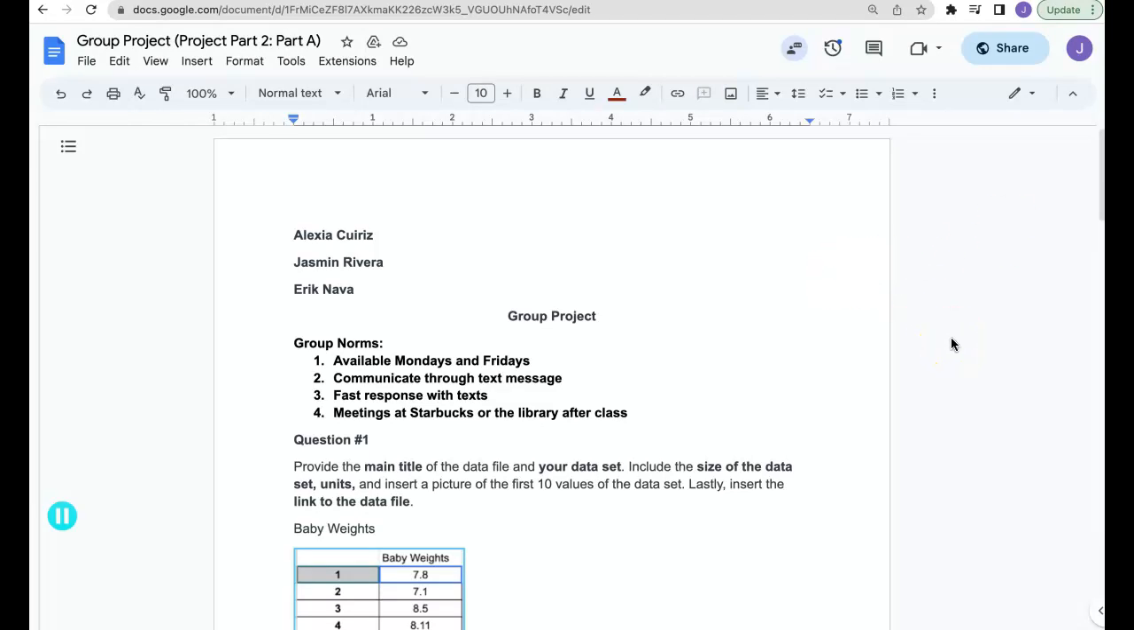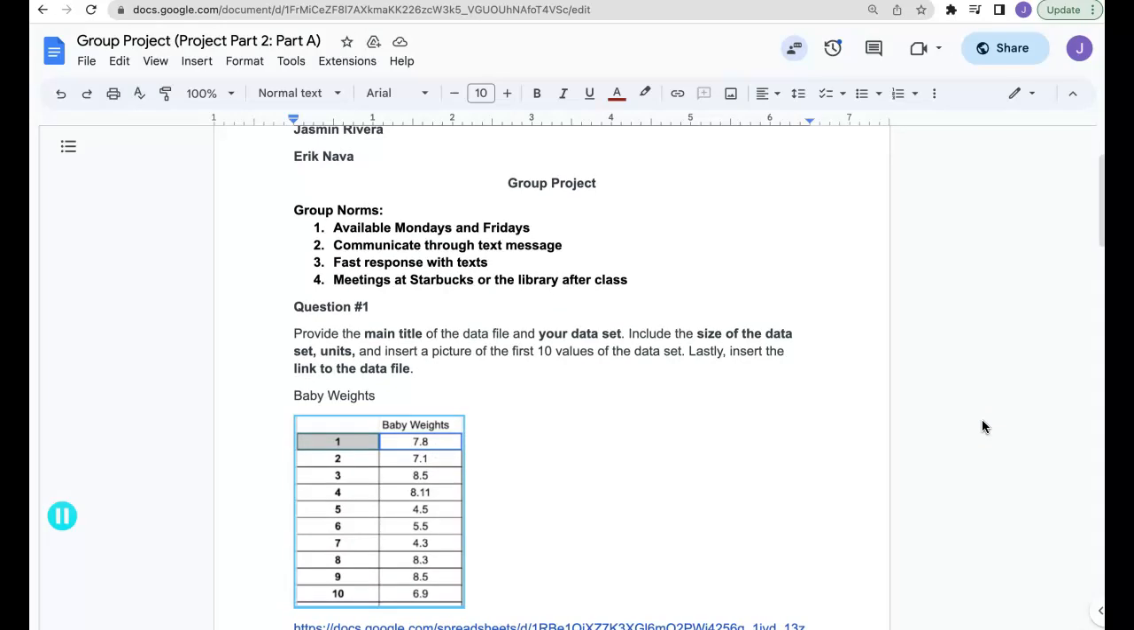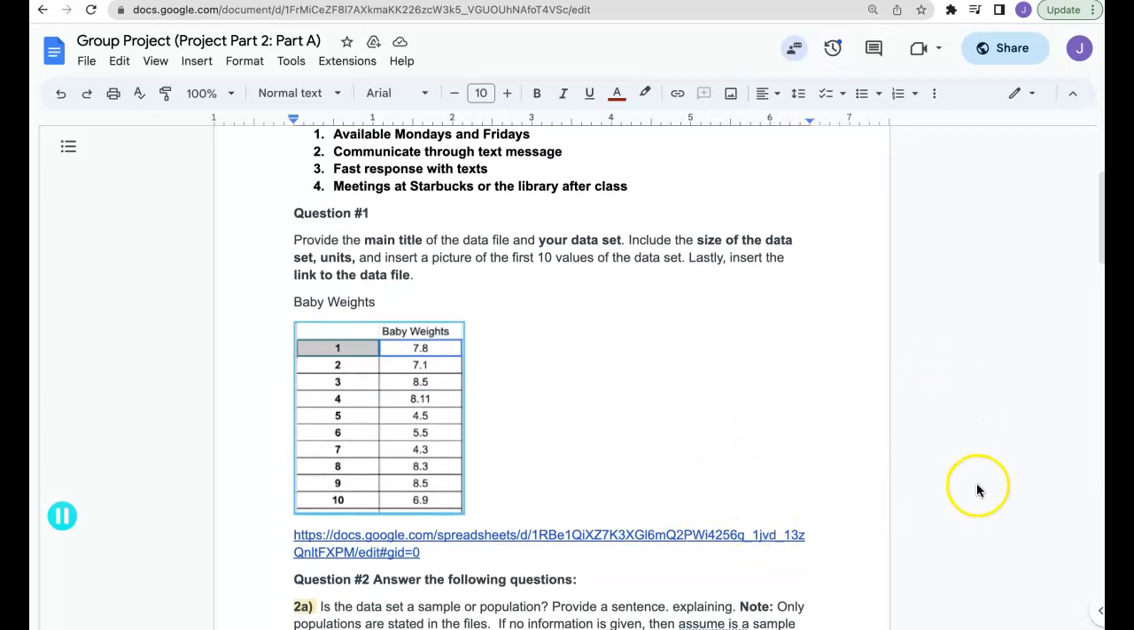I'm going to be going over Project Part 2, Part A, questions 1, 2, 3, and 4. So question 1 says, provide the main title of the data file in your data set, include the size of the data set units, and insert a picture of the first 10 values of the data set. Lastly, insert the link to the data file. So here is my inserted picture of the first 10 values of the data set, and then the link to the data file.